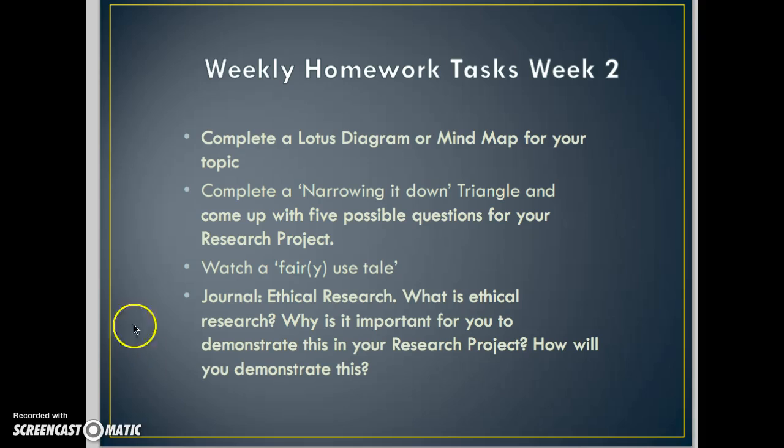Okay, so during the lesson, we're going to be completing the Lotus diagram or mind map. Afterwards, you'll complete the narrowing down triangle. You can watch a fair use tale now or after next lesson, and this will be your journal entry based on ethical research. So I'll see you in class then.